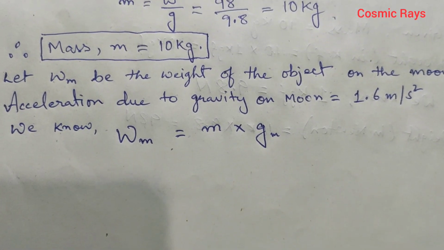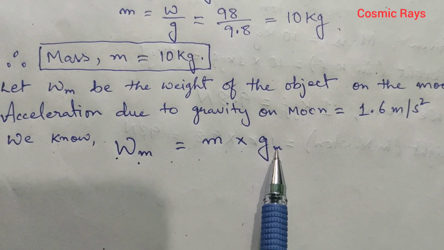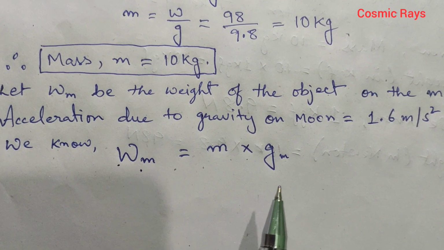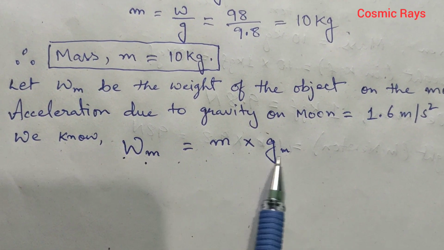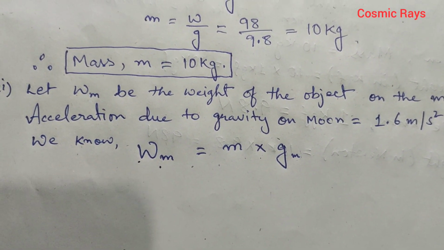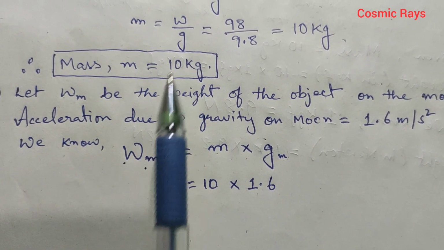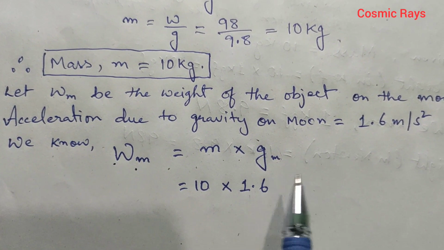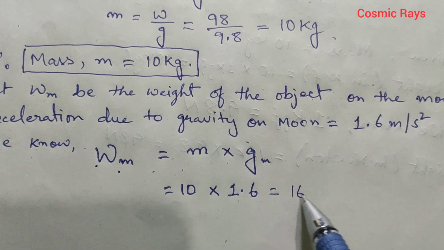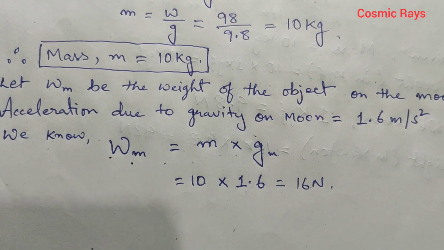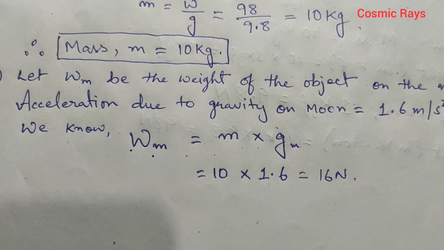So we know weight on moon will be equal to mass multiplied by acceleration due to gravity on moon. Mass of the body remains constant. Only thing that changes is the weight, and it changes because of this factor, that is the acceleration due to gravity. So we put the values, and the values are mass of the body we have already calculated here, 10 multiplied by acceleration due to gravity 1.6. So this comes to be 16 Newton. So now weight of the object or weight of the body on moon is 16 Newton.